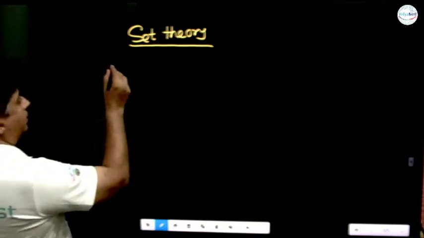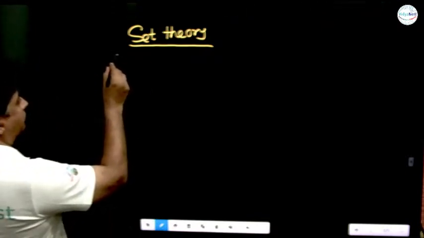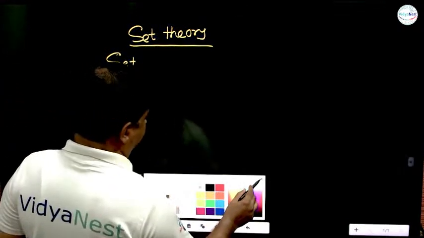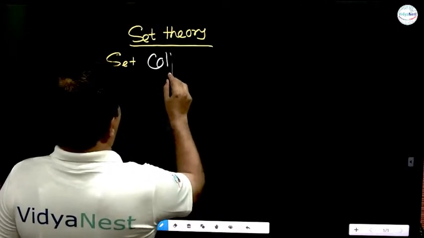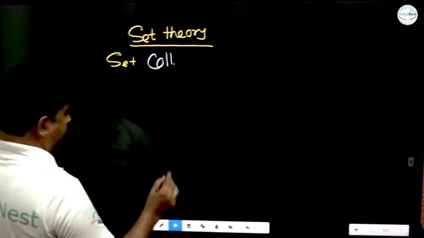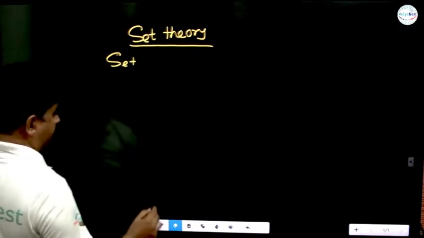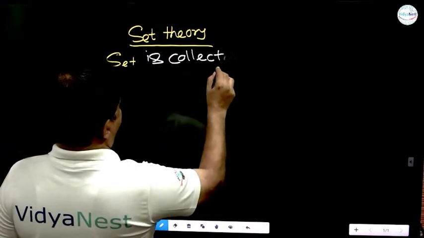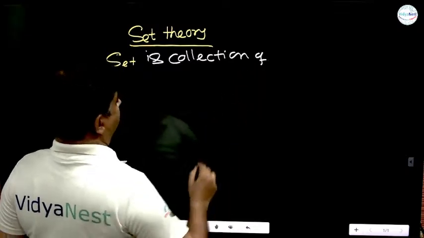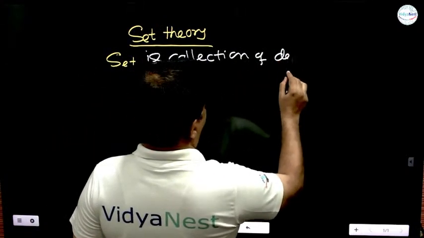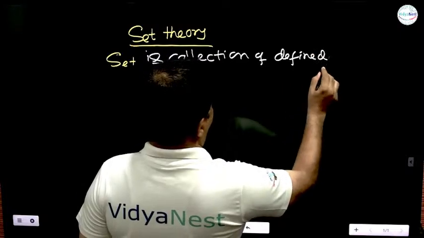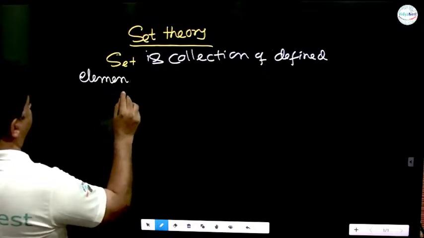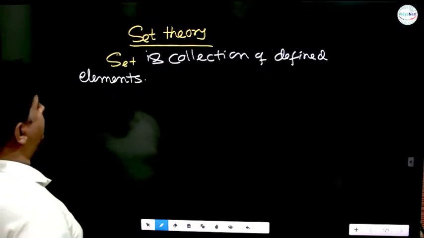What is a set? A set means a collection of defined elements. Set is a collection of defined elements.